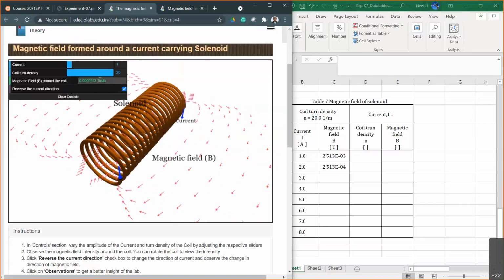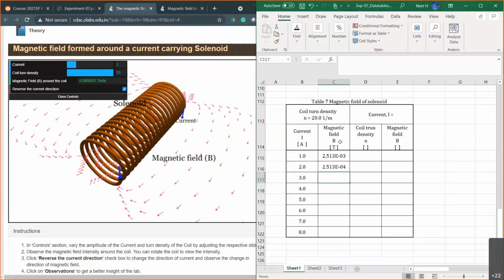Earlier, 0.0002513 at 2 amps. Now 0.0005027. That should be, because it should increase. Okay, that makes sense. 5027.